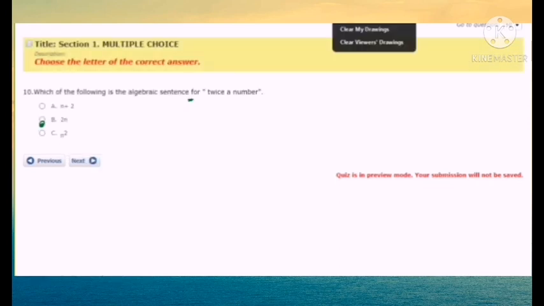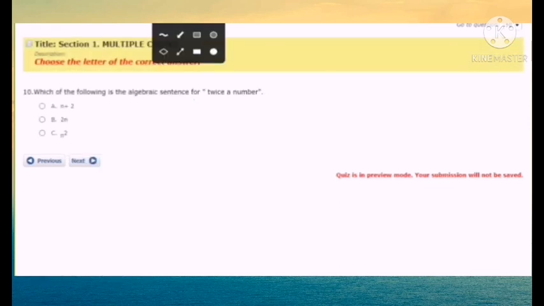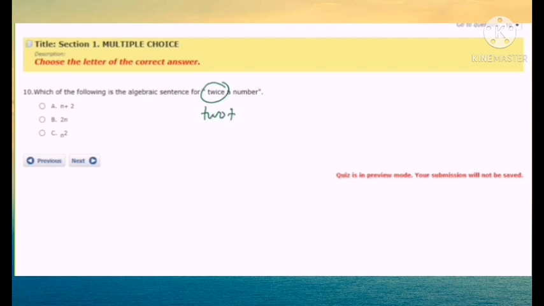Okay, number 9, we have which of the following is the algebraic sentence for twice a number? When we say twice a number, it means 2 times a number. So therefore, our correct answer would be letter B. Okay, letter A is the sum, and letter C is squared. So therefore, the correct answer is letter B.